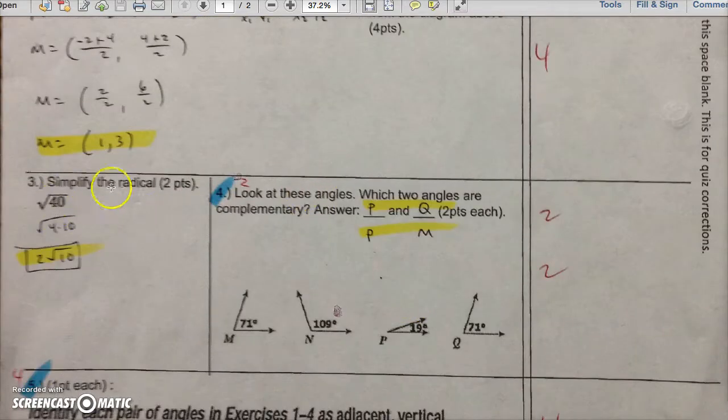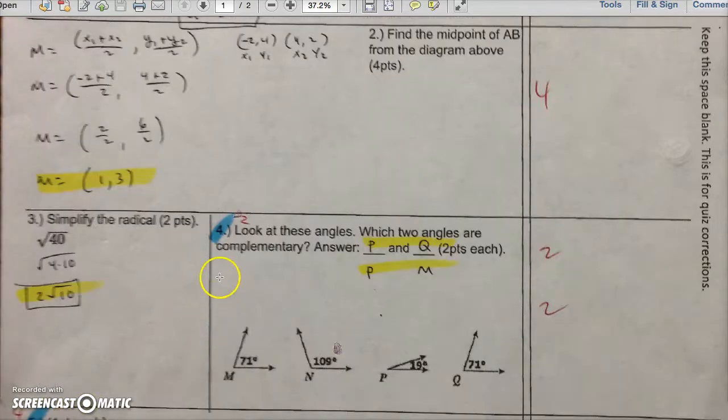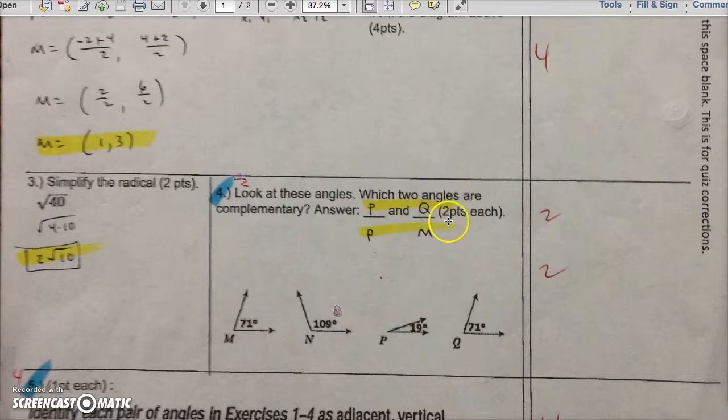Question number 3 asks you to simplify the radical. I didn't mean to, but it's actually the same radical as above. Question number 4, I made this, I'll have to double check. Oh, 2 points refer to this problem over here, and then 2 points for this problem. So you could have gotten any of these pairs here to get this problem correct.